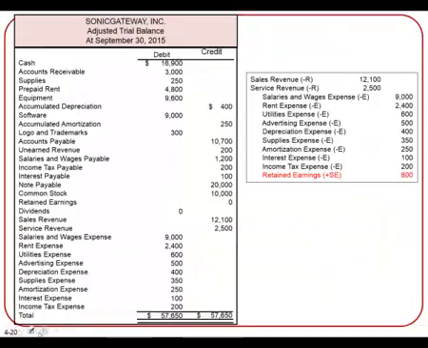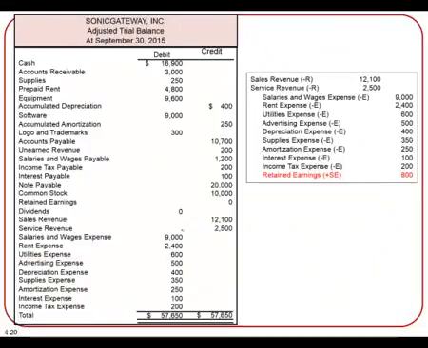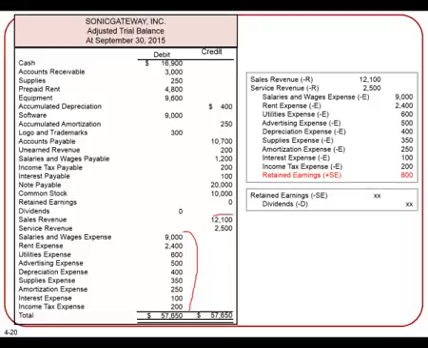So here's our journal entry. This is what it looks like. We take the amounts from our adjusted trial balance, the expenses and the revenue amounts, and we offset them. So here in this case, sales revenue has a balance of $12,100. That's a credit balance, so we debit it so we can get a balance of zero. And we do the same thing for all the revenue and expense accounts.